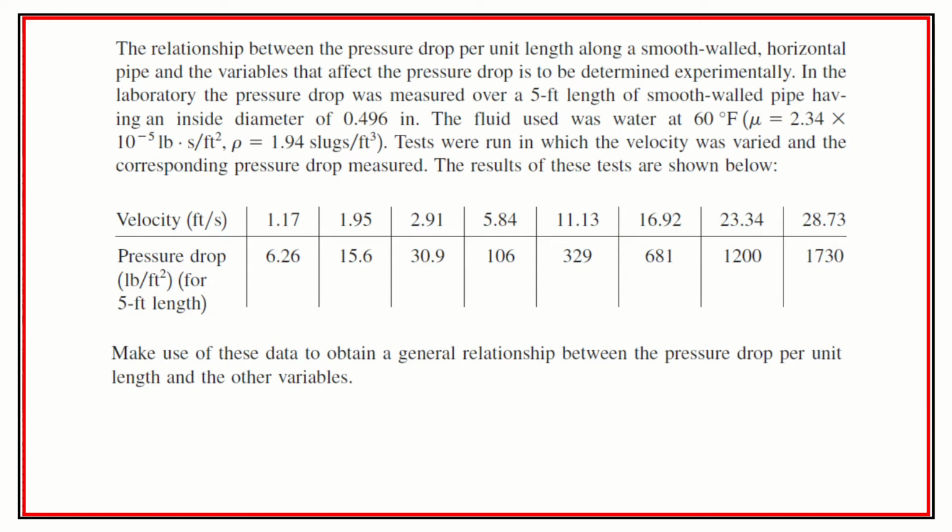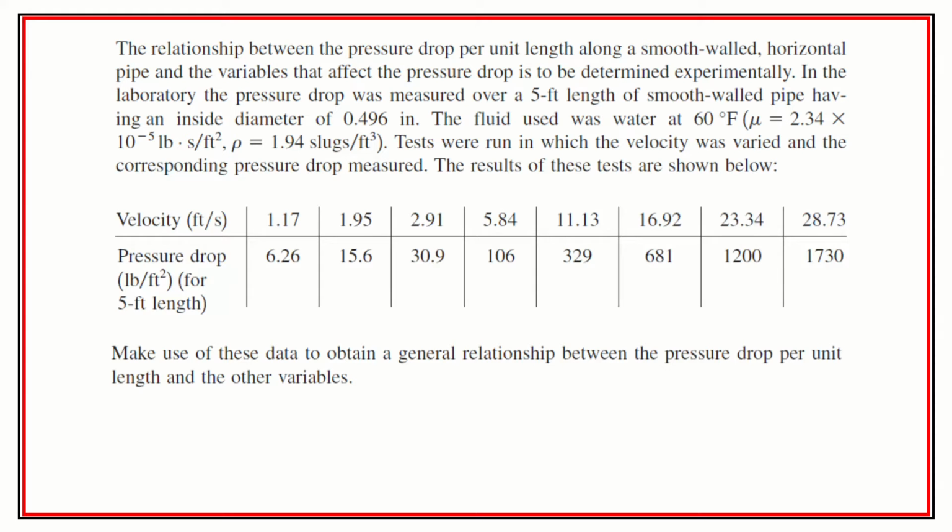Okay, so we are back with class 16, and this is video 3, and here's an additional example. I believe this is an example that's inside of Munson, and we're going to use some data this time. So a relationship between the pressure drop per unit length along a smooth-walled horizontal pipe and the variables that affect the pressure drop is to be determined experimentally.